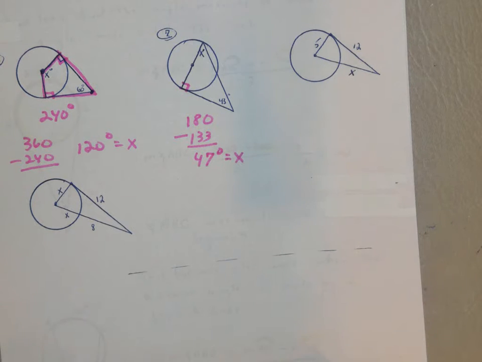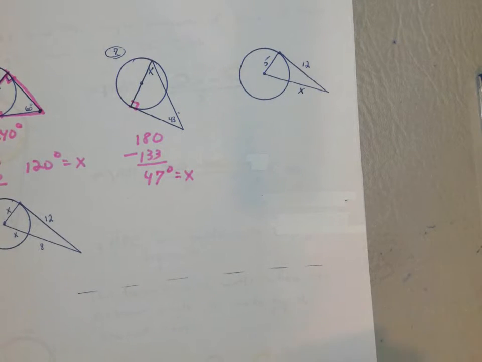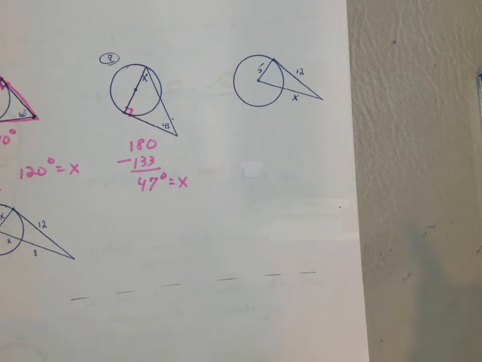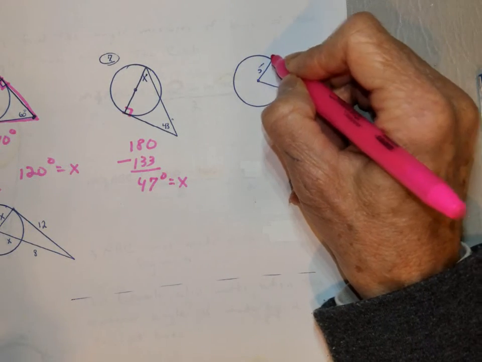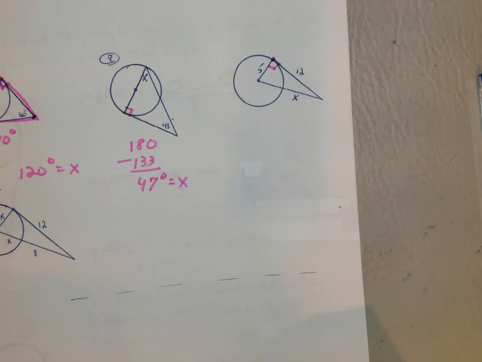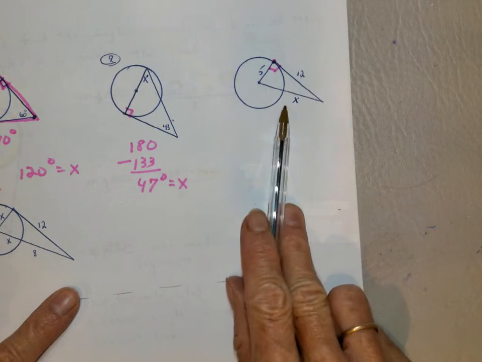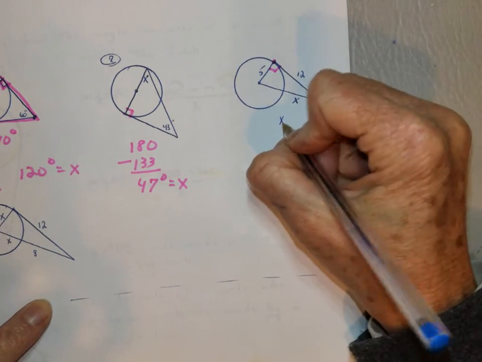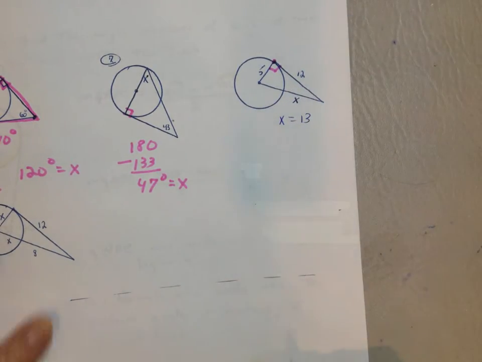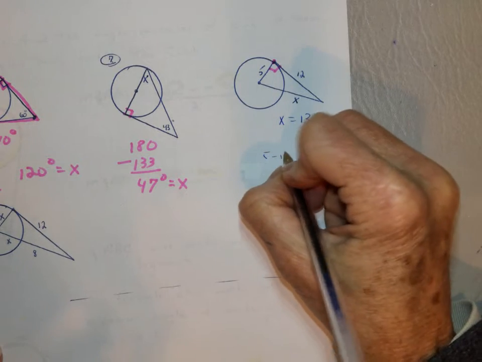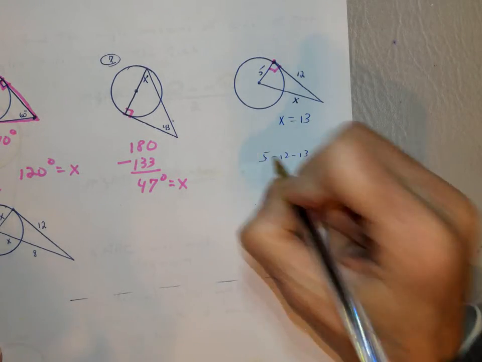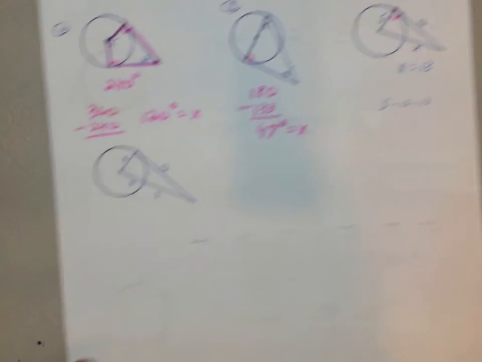Okay? Now, on this one, we have a right triangle again. This is the point of tangency, so that's a right angle. Now, this one you should remember from the Pythagorean theorem. If the legs are 5 and 12, that hypotenuse is going to be 13, so X equals 13. That's a special right triangle, a 5, 12, 13 right triangle. Okay, so remember that. All right.